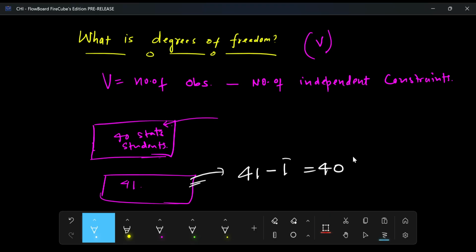Why? Because this one which is from humanities background is my independent constraint. This is my total number of observations when we have the 41 students. Then just subtract the one which is an independent constraint in this class. So in statistics, when we have independent constraints in our data set, we just subtract that from the total number of observations. That's my degrees of freedom.